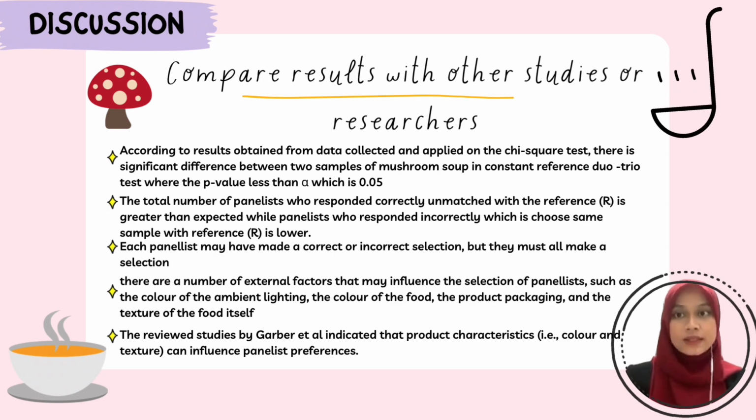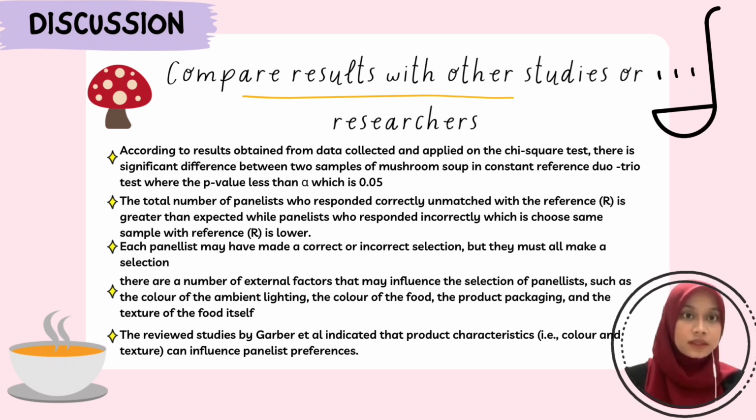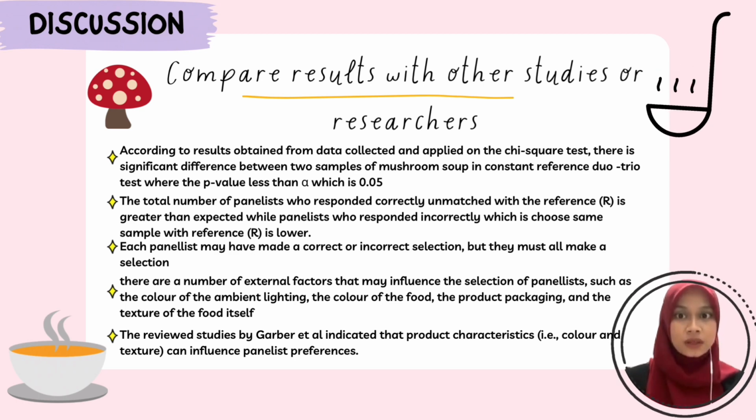Due to the numerous factors influencing the selections of panelists, we can conclude that each panelist reached the incorrect conclusion in certain circumstances. Each panelist may have made a correct or incorrect selection. In addition, there are a number of external factors that may influence the selection of panelists, such as the colors of ambient light, the colors of the food, the product packaging, and the texture of the food itself.